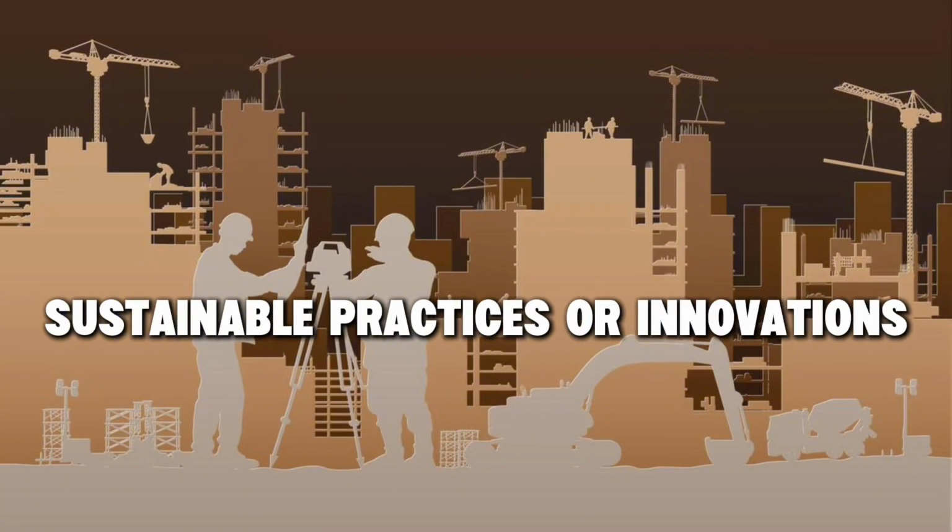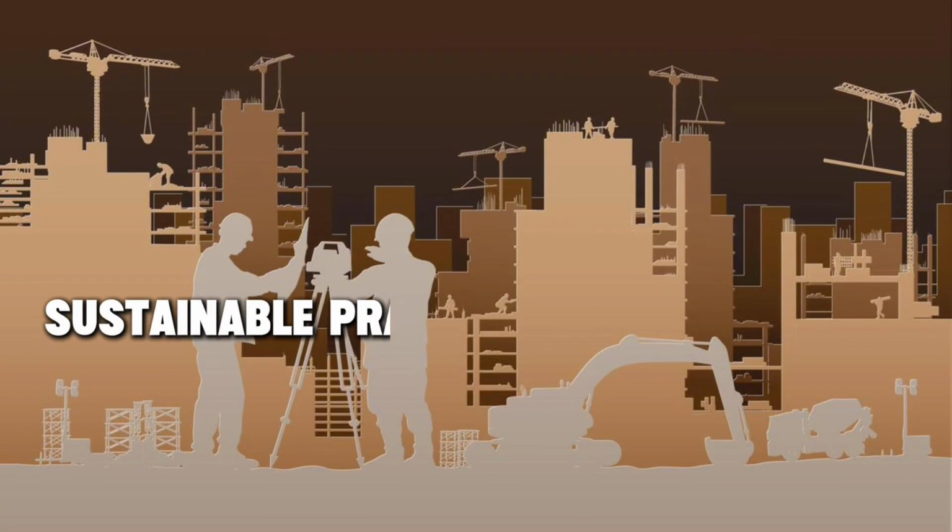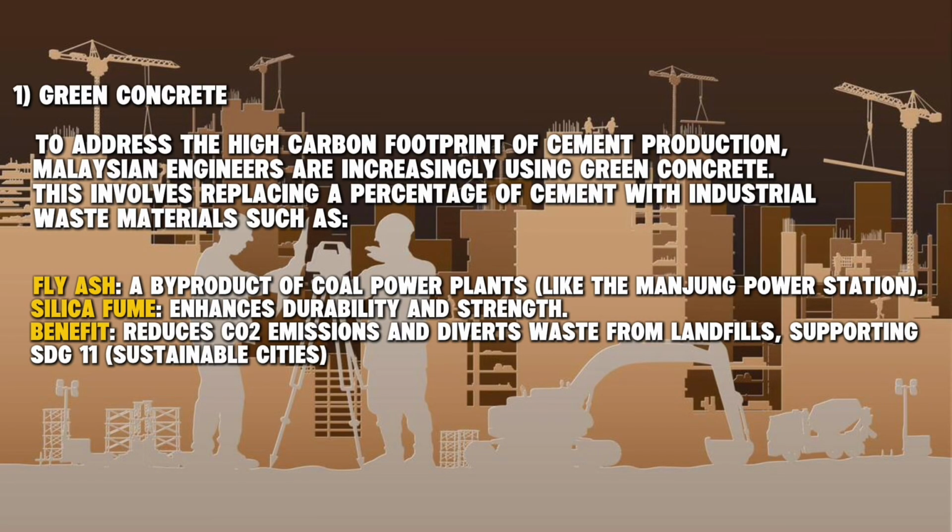Sustainable practices and innovations. First, green concrete. To address the high carbon footprint of cement production, Malaysian engineers are increasingly using green concrete. This involves replacing a percentage of cement with industrial waste materials such as fly ash, a byproduct of coal power plants like the Manjung Power Station. Silica fume enhances durability and strength, and the benefit is reducing carbon dioxide emissions and diverting waste from landfill, supporting SDG 11, sustainable cities.